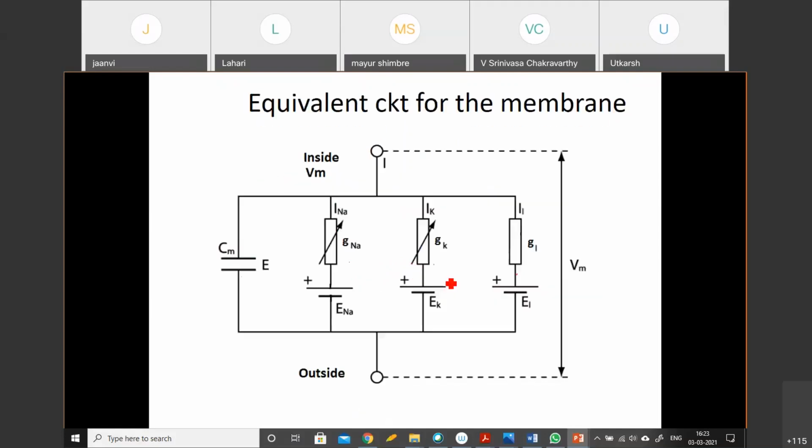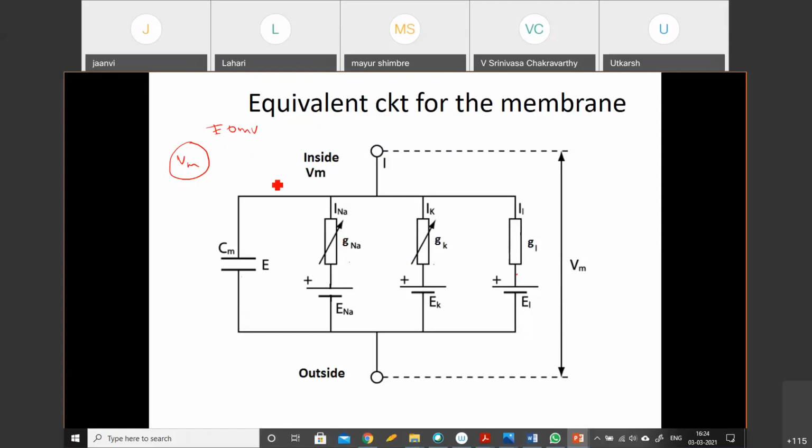Now imagine that the neuron is in the resting state. That means there's no change in the voltages, no change in currents, right? And when that happens, what is the voltage? So we know that the inside of the cell is called VM, right? And outside is 0, right? 0 millivolts.